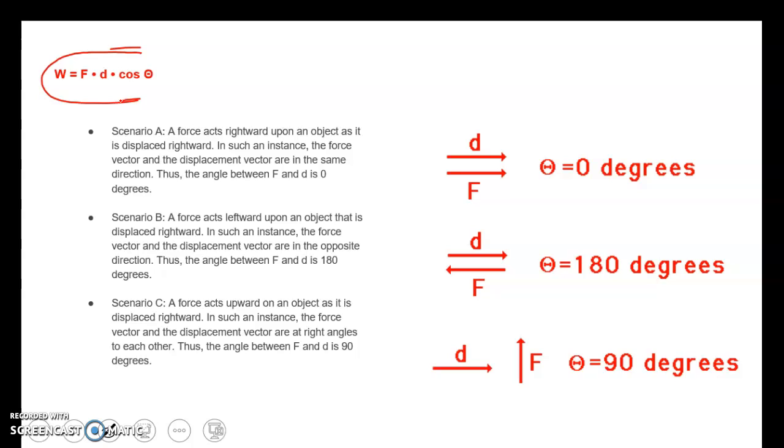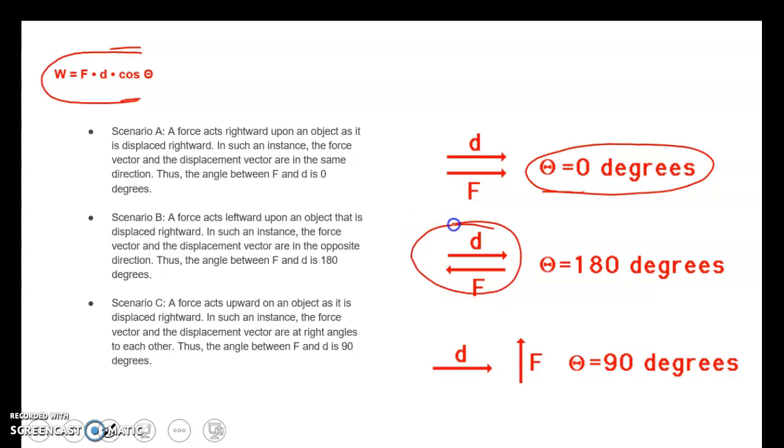So here's an example. You've got a force that's acting to the right, and the object displaces to the right. So the force and displacement vectors are the same in direction. Therefore, our angle is 0. And we put in the equation force times d times cosine of 0, which is in this case 1.